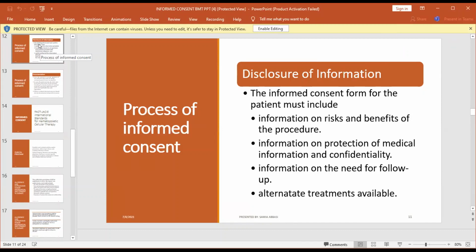Informed consent must include information on the risks and benefits of the procedure, information on protection of medical information and confidentiality, information on the need for follow-up, and alternate treatment available.